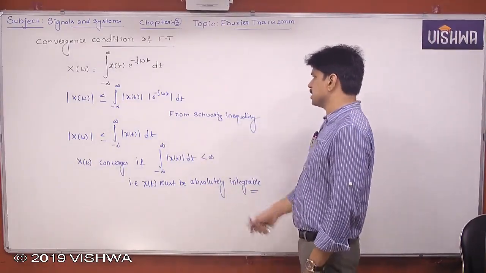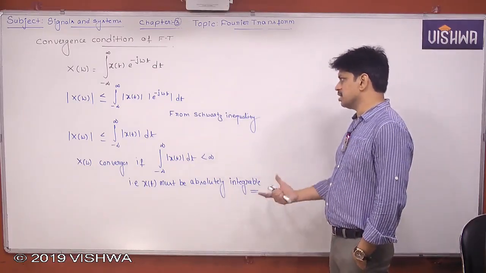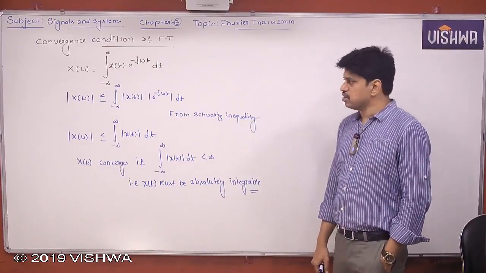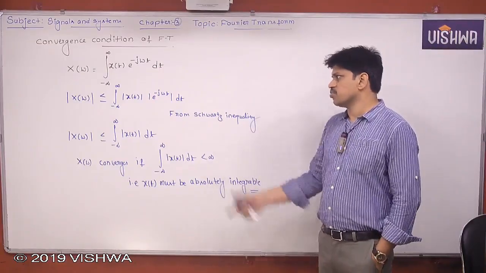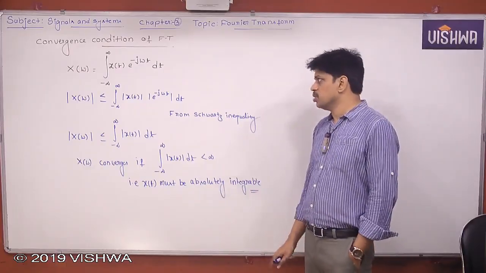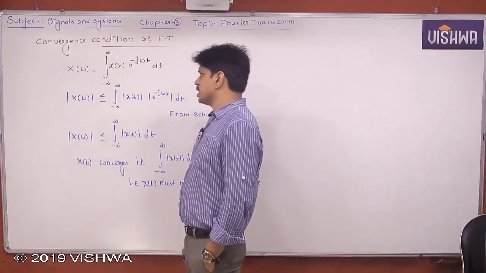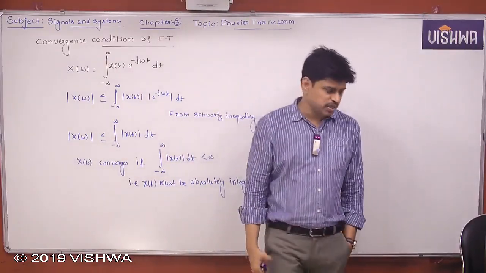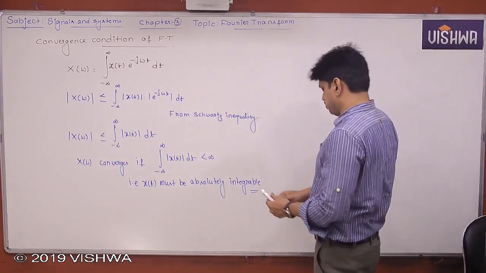Once we understand the convergence condition, we will see the existence of the Fourier transform: for what kind of signals the Fourier transform is going to exist. Many people think that this same condition applies to the existence of the Fourier transform also. That is not true. This condition is for the convergence of the Fourier transform, that means X of omega must be bounded.